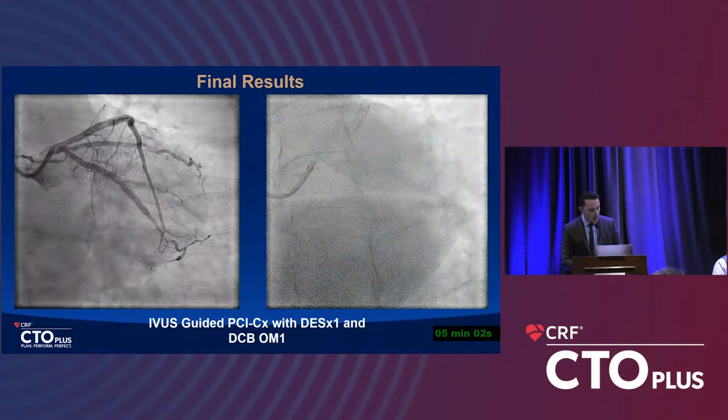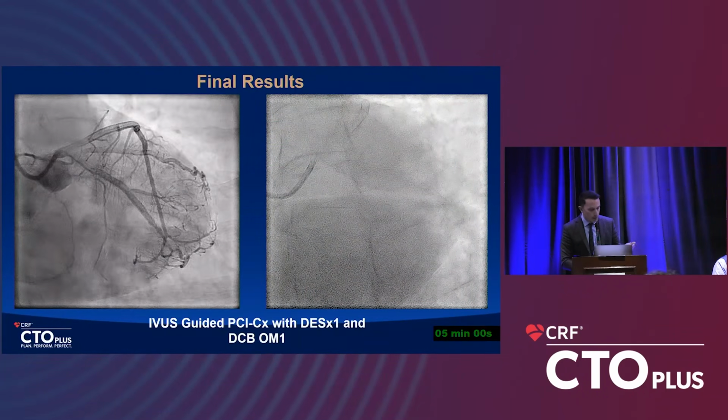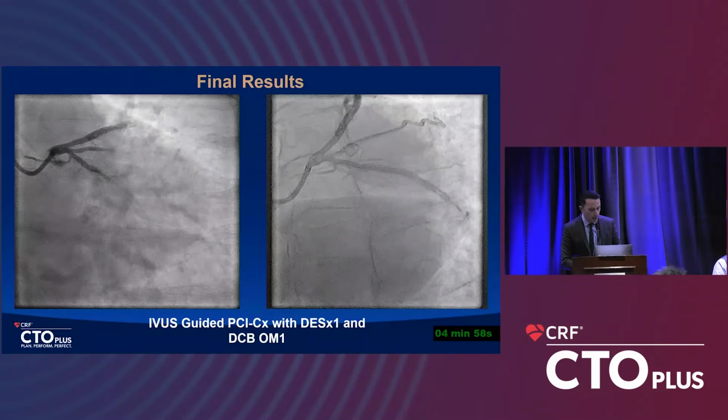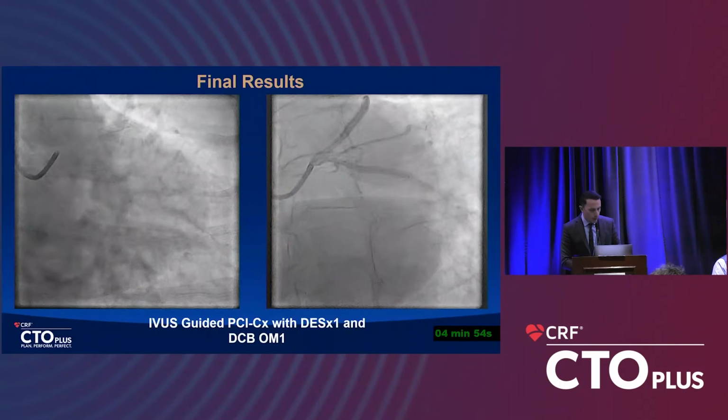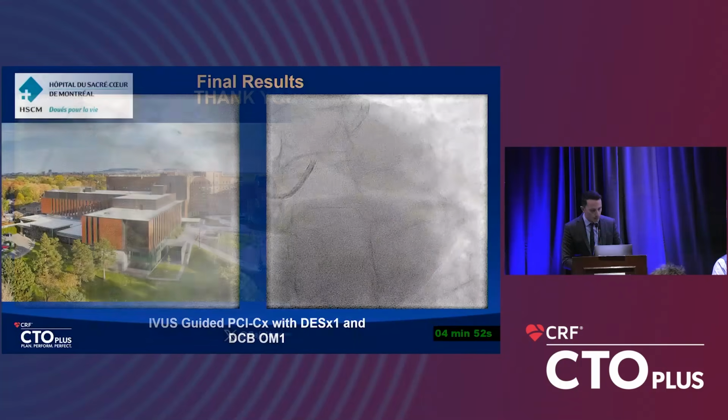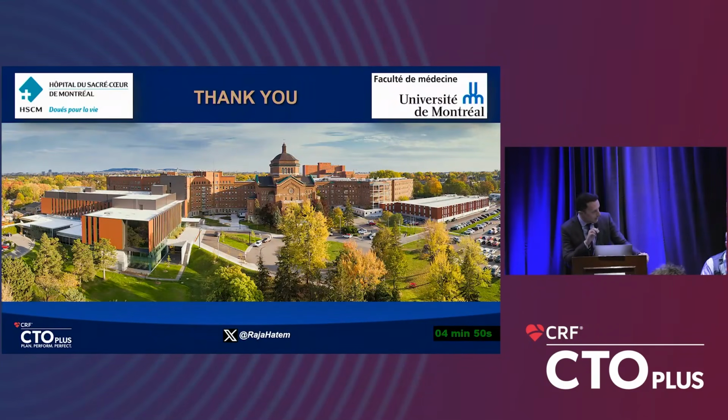So once that was done, the rest was easy. So I just did IVUS guided PCI of the circ, and I did DCB of the OM1 branch, and that was it. So thank you very much. And this is why I like the Fielder XTA for this type of lesion.